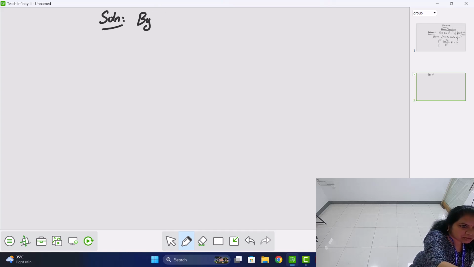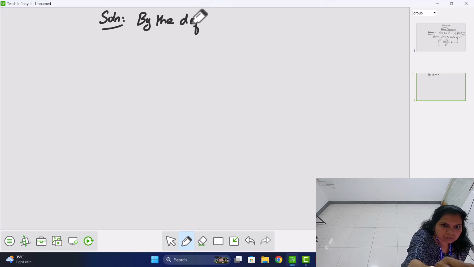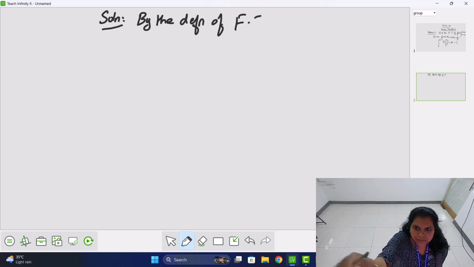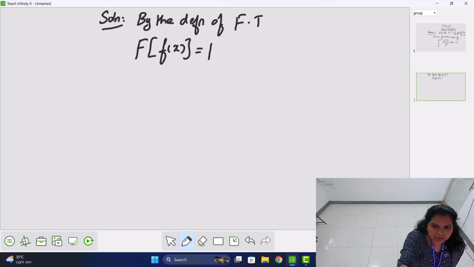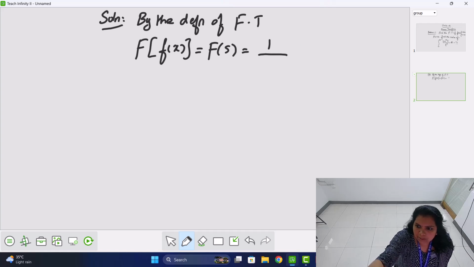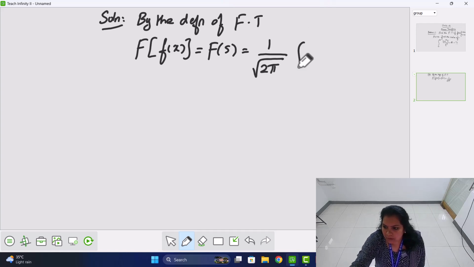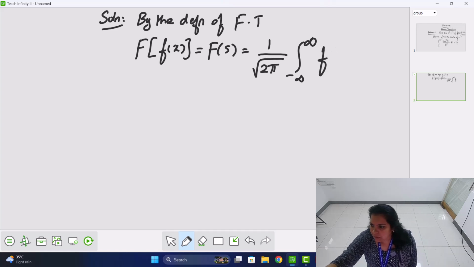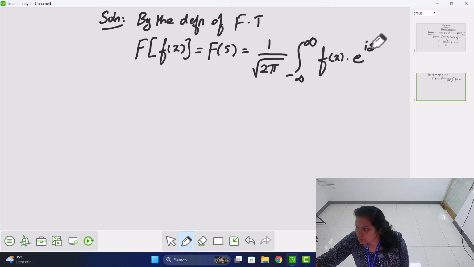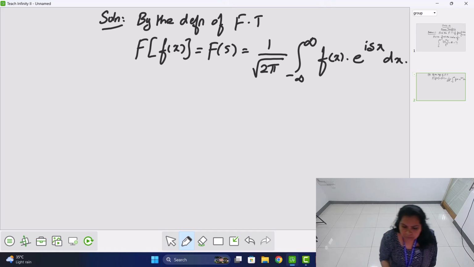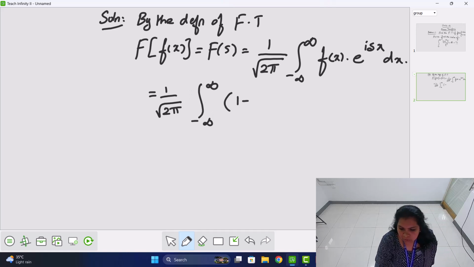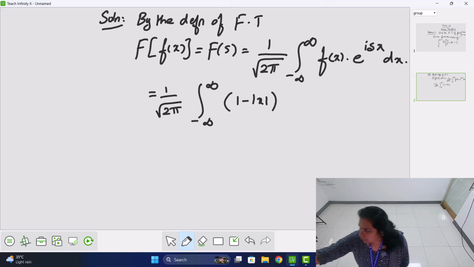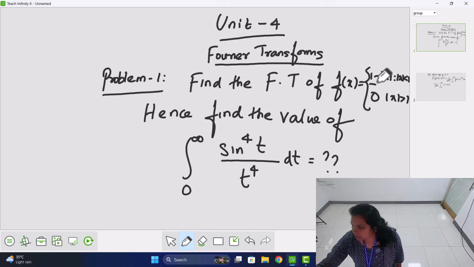So by the definition of Fourier transform, F of s is equal to 1 by root of 2 pi, integral from minus infinity to plus infinity of f of x e power isx dx. So we are going to substitute the value for f of x that is given in the question.